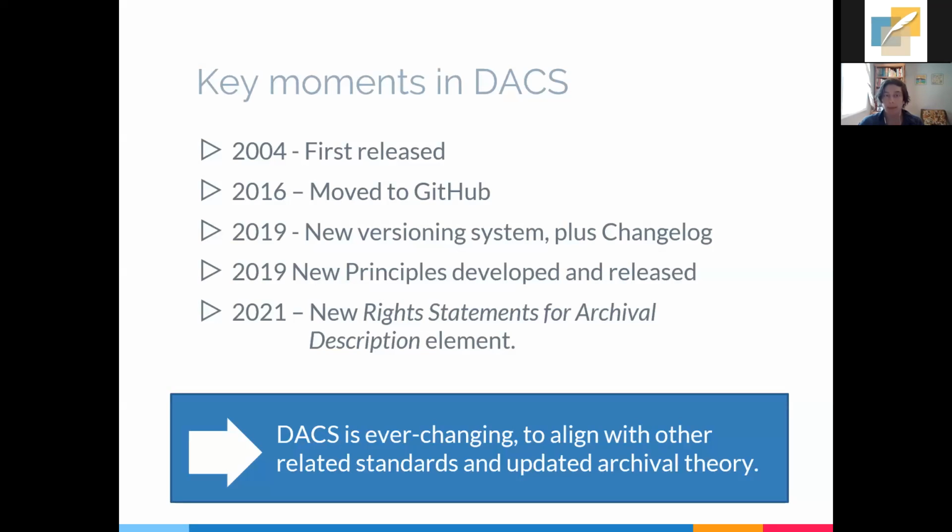Also, just again, in 2021, I mentioned that new element was added in there, the rights statements for archival description. And again, that's related to transparency and making sure that archival description is sort of usable as data in some ways. You can see at the bottom here, I just kind of want to point out overall, DACS is ever changing, and it's changing in order to align it with related standards and updated archival theory.